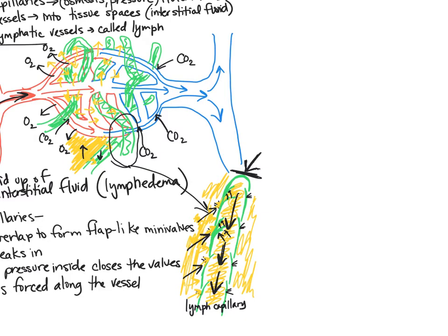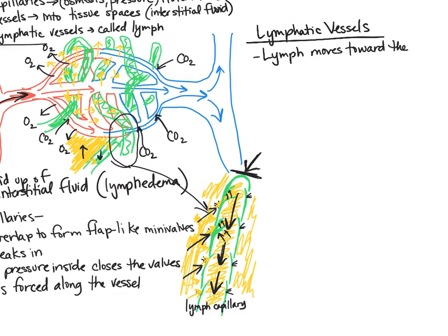So our lymphatic vessels, and we'll talk a bit more about those. So our lymph is going to move toward the heart, as we already mentioned, and that's because we're moving it up to those subclavian veins. Now, the heart does not pump lymph through the lymphatic vessels. So the heart pumps the blood, but there is no pump for the lymphatic vessels. So there's no pump in the lymph system.